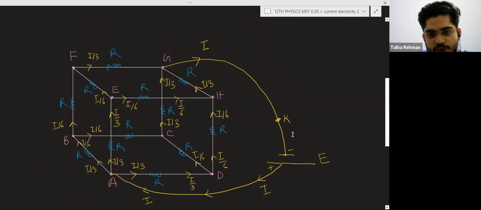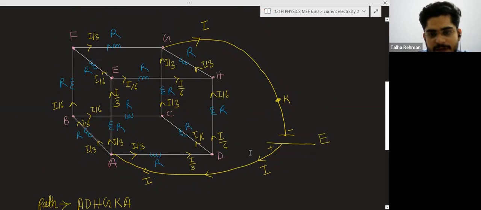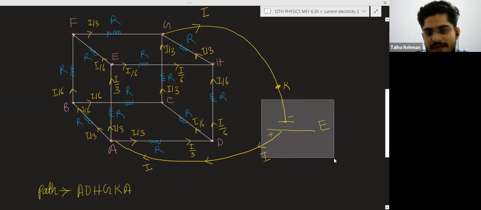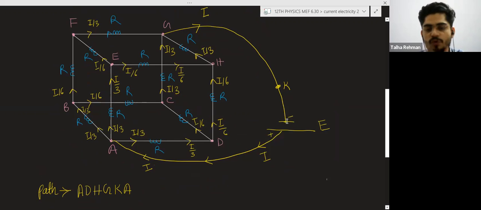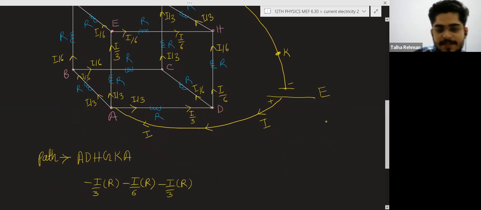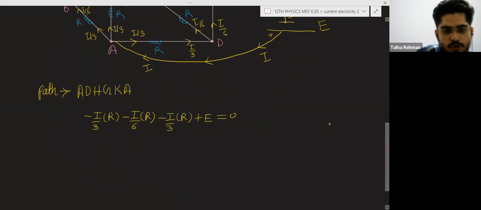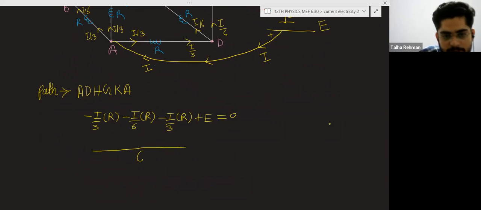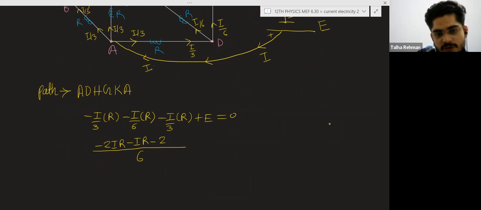And from G to A, here is only one cell, and you are moving from lower to higher potential, so you will take this E as plus E, and this is equal to 0. Now you will take the LCM, 6. Here you will get minus 2IR, here minus IR, here minus 2IR, plus E equal to 0. So you will get minus 5IR divided by 6 is equal to minus E.